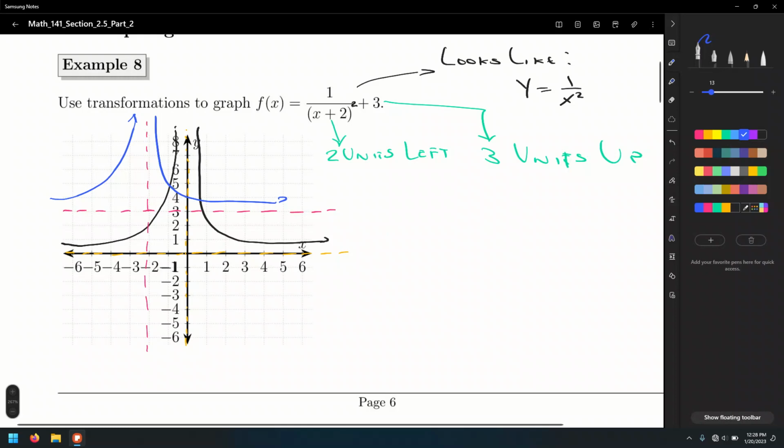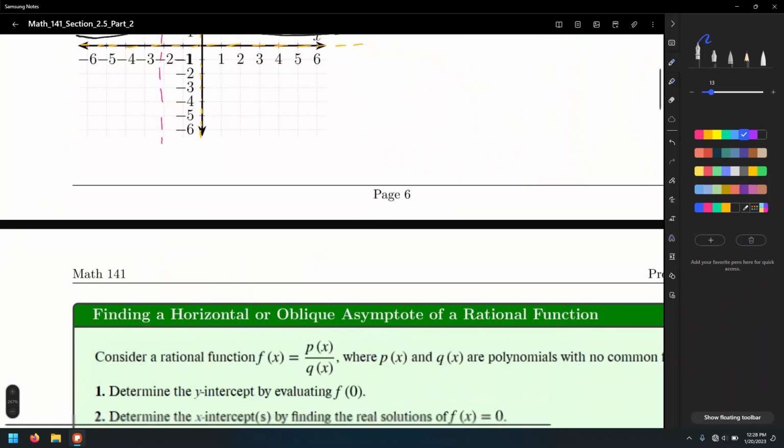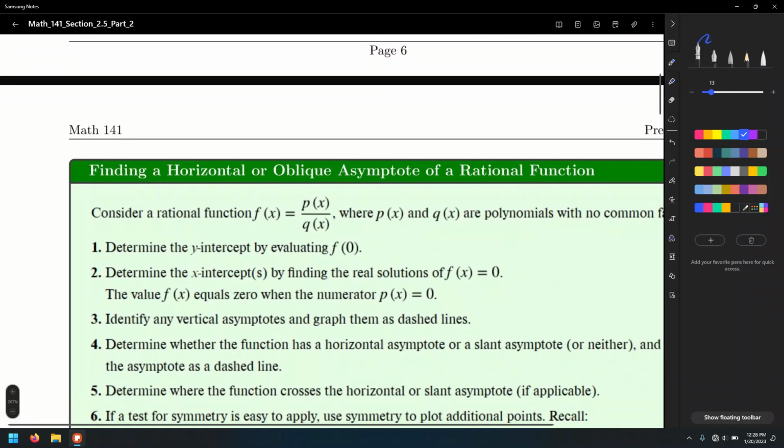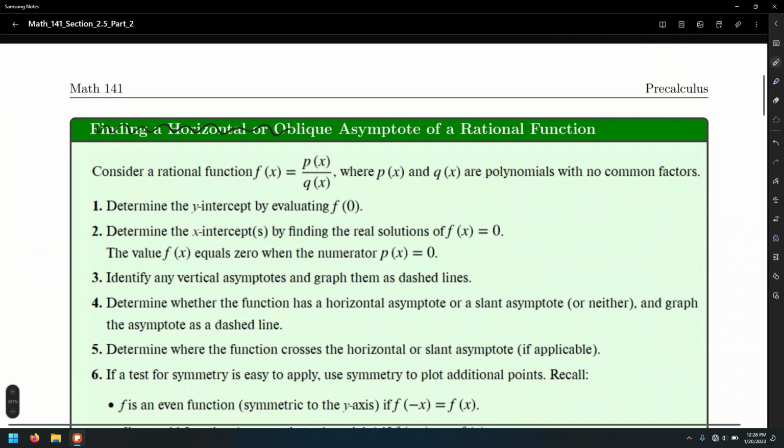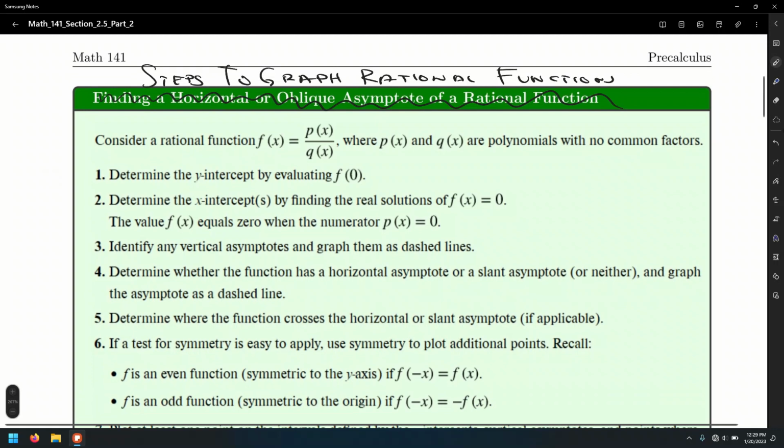Let's see what's next. Actually, there's a little typo here. This title right here should be steps to graph rational functions. So here's a list of steps.